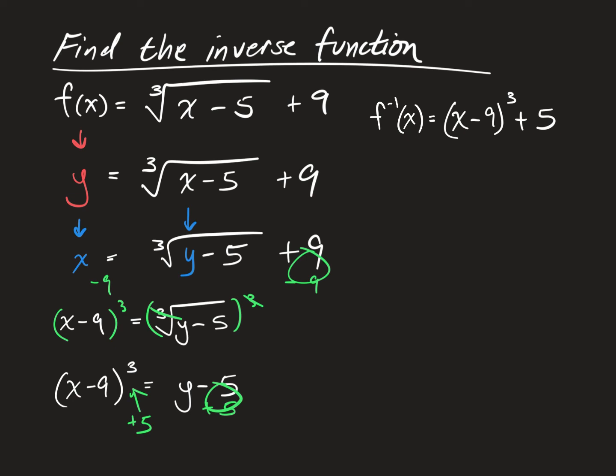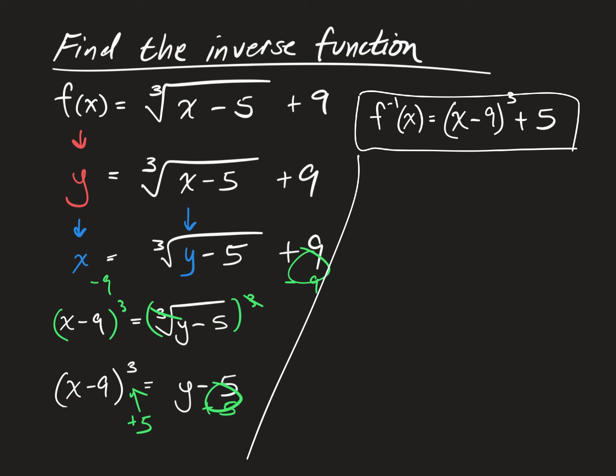Now for this example, I'm going to go ahead and check both compositions. So the first thing I'm going to do is find f of f inverse of x. Basically what you're doing is substituting the function f inverse of x in for x in the original function. So it'll look something like this.